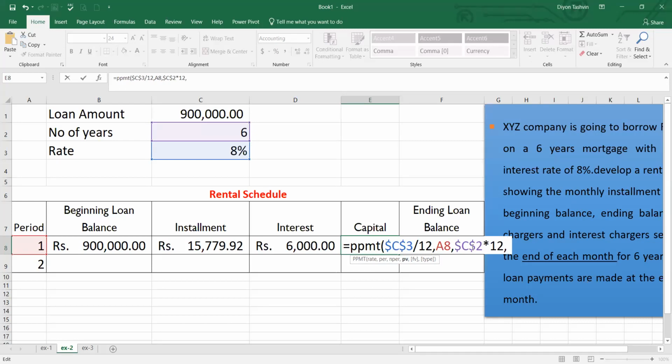Then we have to put the present value, which means the current value of the loan, which is 900,000. So if you want to get the positive principal amount or the capital amount, what you have to do, you have to put a minus sign in front of this present value. Since this loan value is constant over the period of time, we have to fix it as well.